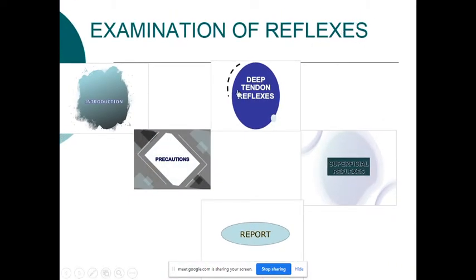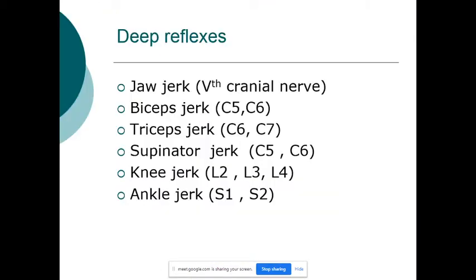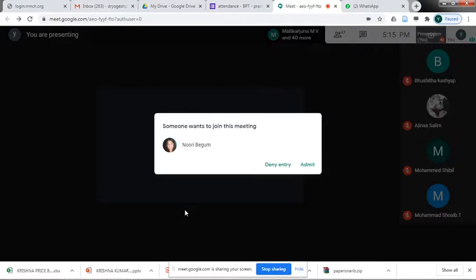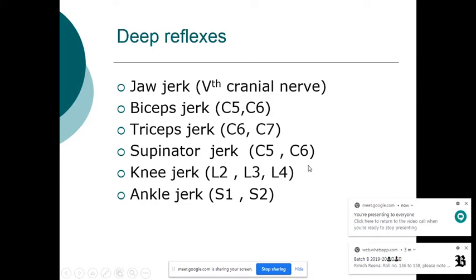Now let's learn one by one. We will start with the deep tendon reflexes. In the deep tendon reflexes, these are the things you are going to elicit: the jaw jerk, biceps jerk, triceps jerk, supinator jerk, knee jerk, and ankle jerk. You are going to make a table for this and write your responses. The table is in the last part. I'll be sharing the PowerPoint also. You can copy down the table and enter the readings in your record book directly.